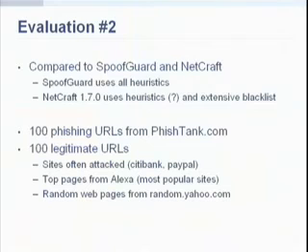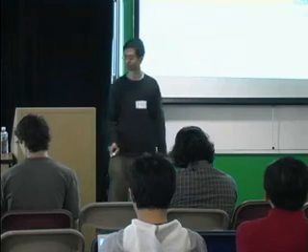We took 100 phishing URLs from fishtank.com again, and this time for the legitimate URLs, we took sites that were often attacked. So we took Citibank and PayPal and some other ones. We also took the top pages from Alexa, so these are the most popular websites. And we also took some random web pages from random.yahoo.com, just to see how well this would actually work. So roughly about 30 in each of these.